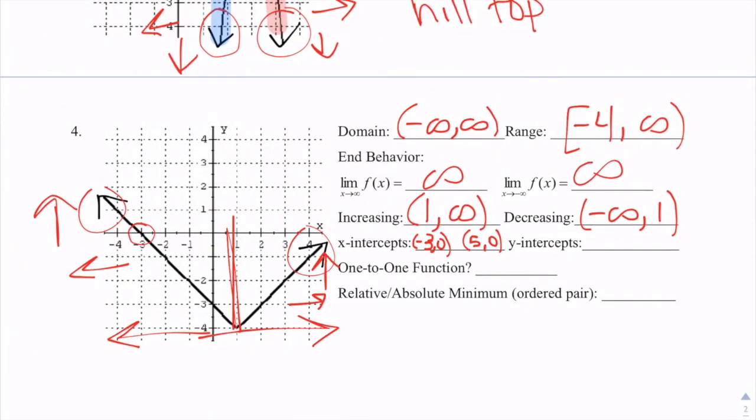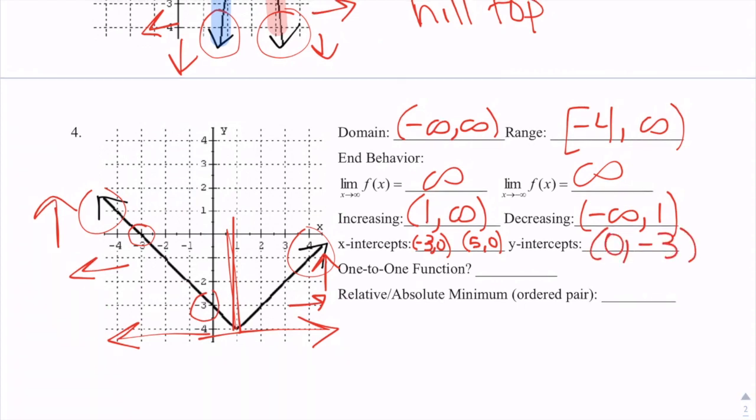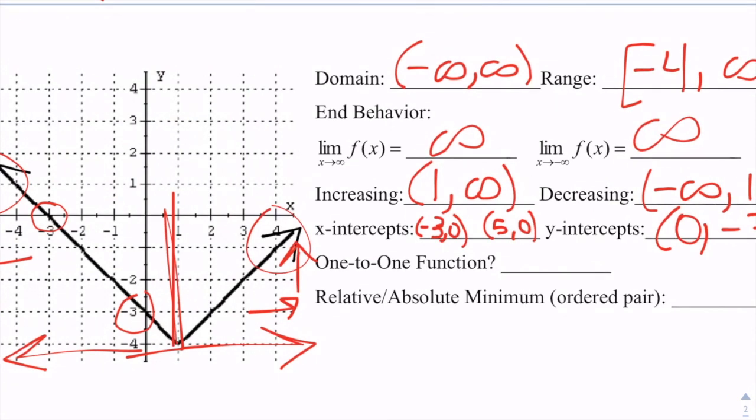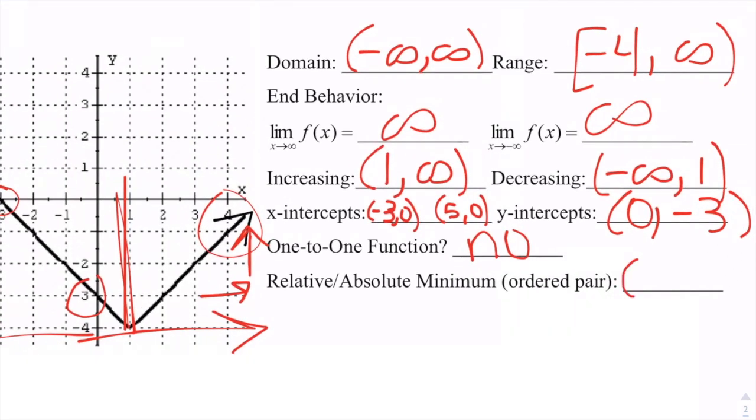Our y-intercept is right here at negative 3, and so that's going to be when x is 0, so that's at 0, negative 3. Now this is not 1-to-1 because it will not pass the horizontal line test, and there is an absolute minimum at the vertex of 1, negative 4.